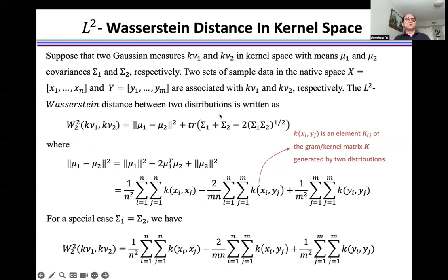The L2 Wasserstein distance between two distributions is written as a sum of two terms. The first term we can calculate by using the kernel trick from a kernel function k. For a special case, sigma 1 is the same as sigma 2. We have this L2 Wasserstein distance is just from the first term here.